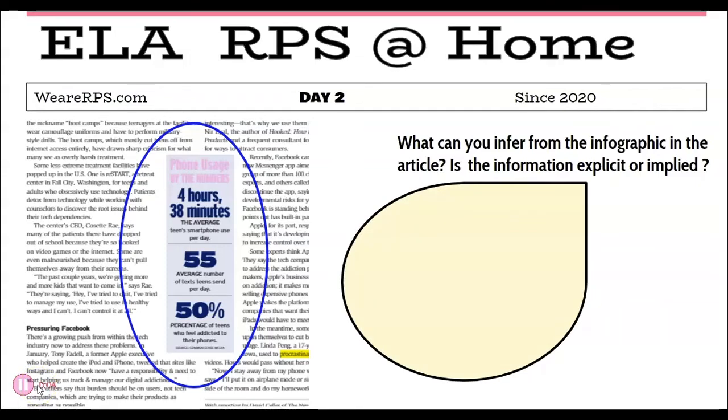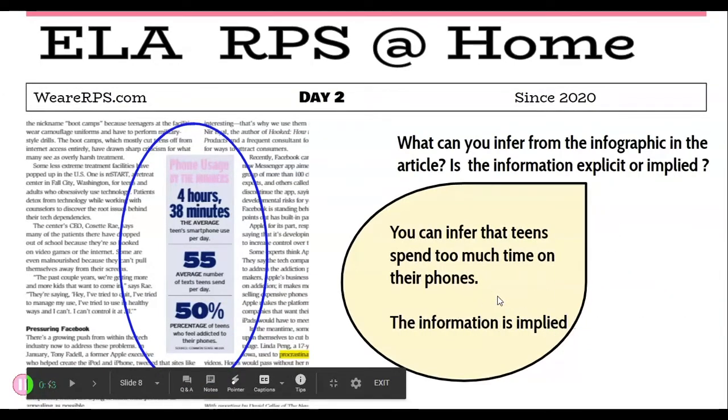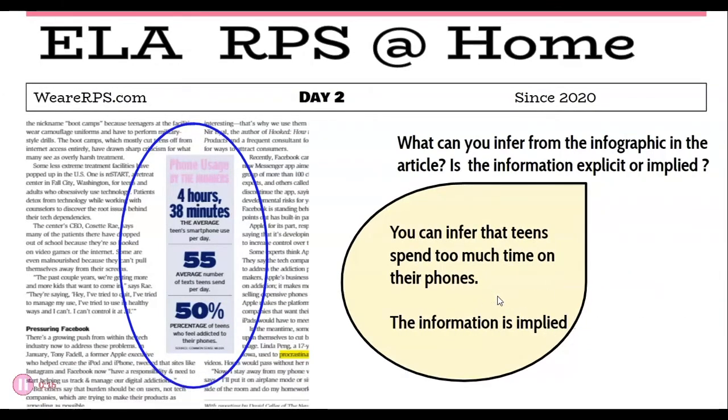Based off of my inferences, I pretty much thought this. I inferred that teens spend too much time on their phones and that the information presented is implied because I had to look at the evidence in this text feature, the 4 hours and 38 minutes, the 55 average number of texts, and the 50% of teens who are addicted to their phones. And then I had to step back and make connections with what I was reading.